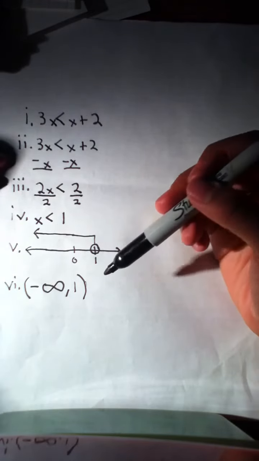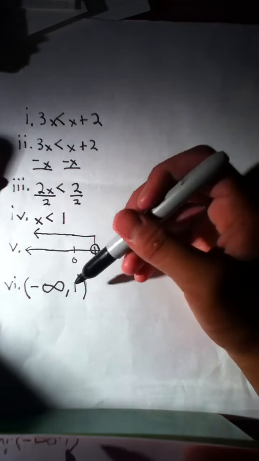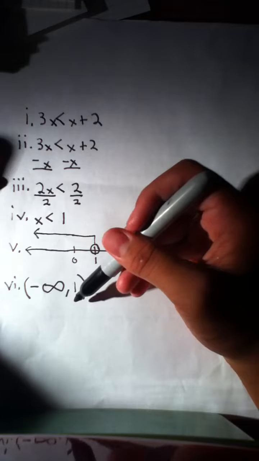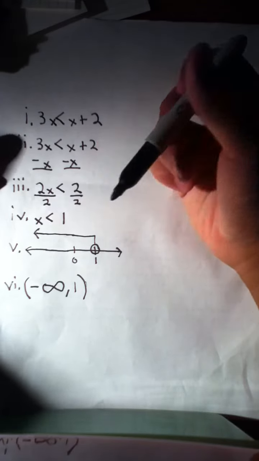And if it were less than or equal to, you would put a bracket right here. But in this case it is less than, so that's how you solve it. And this is your interval notation.